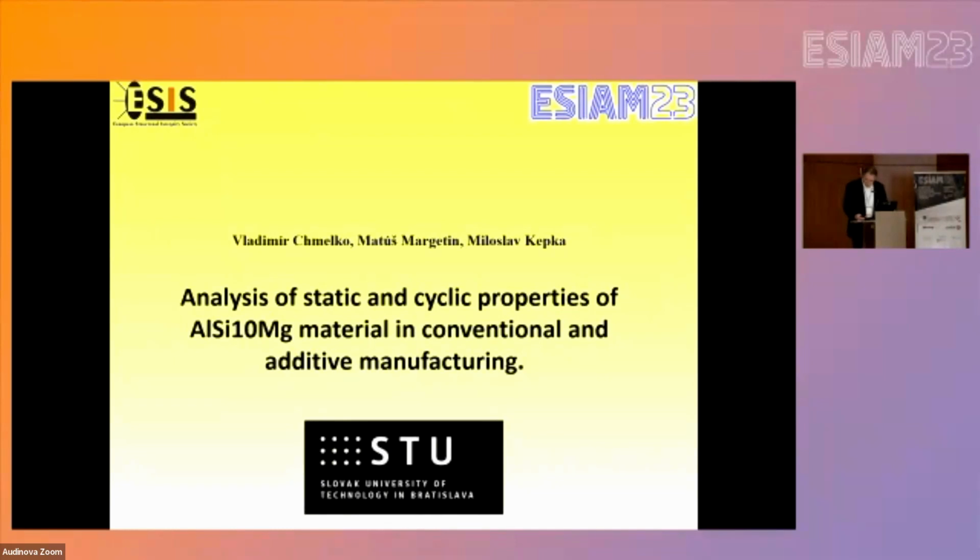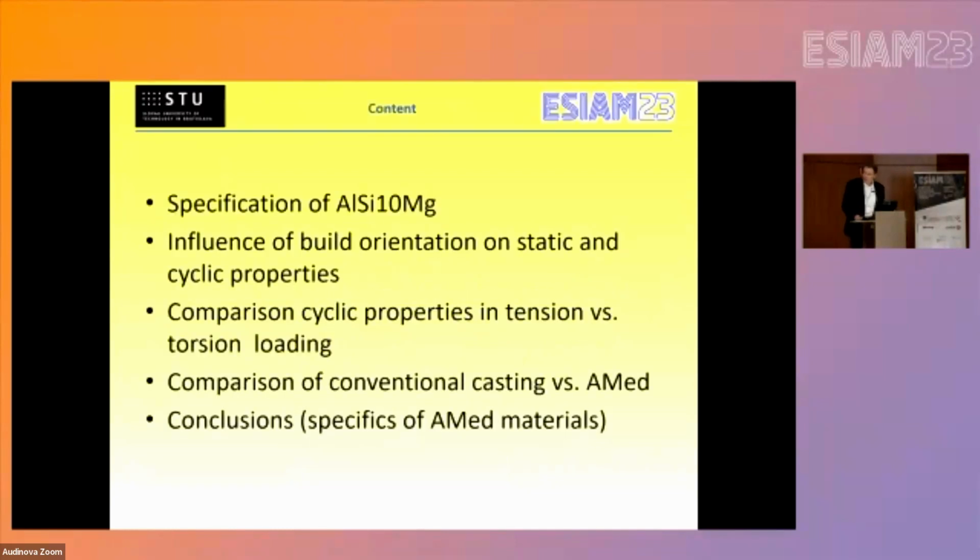Analysis of this aluminum alloy at the beginning. Short content of my presentation: specification of this alloy, then the influence of build orientation on static and also cyclic properties, then comparison of cyclic properties in tension versus properties in alternating torsion, then comparison of conventional casting and additive manufacturing materials, and then some conclusion. I try to generalize a little bit, not only for this alloy.